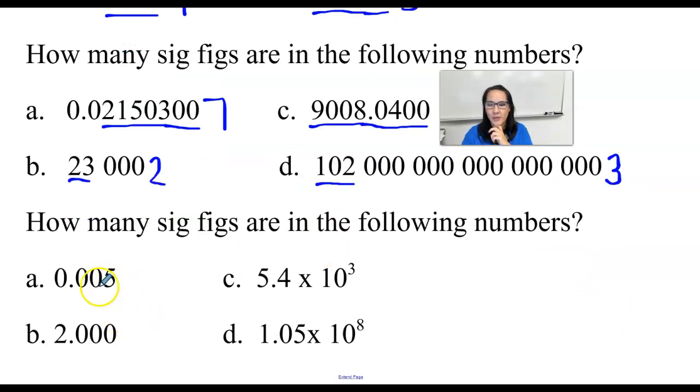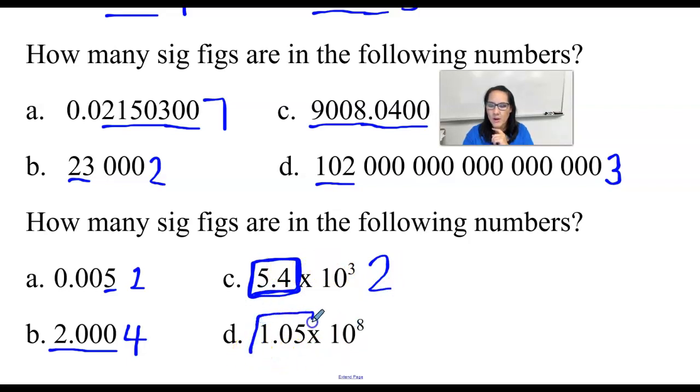Okay, lastly, these numbers, those are zeros in front, never significant. So only this 5 is significant, so that has 1 significant figure. This has the 2, and then these are zeros on the end with a decimal present. Yes, they are significant. So this number has 4 significant figures. When you have scientific notation, only the numbers in front of the times 10 are going to be considered significant, and so this number has 2 significant figures. Here, every number in front of the times 10 is significant, so this has 3 significant figures.